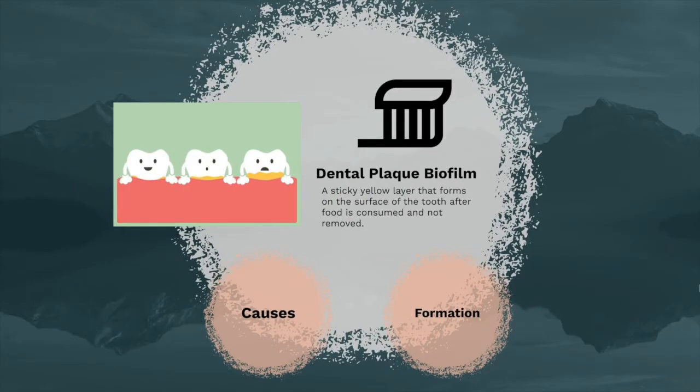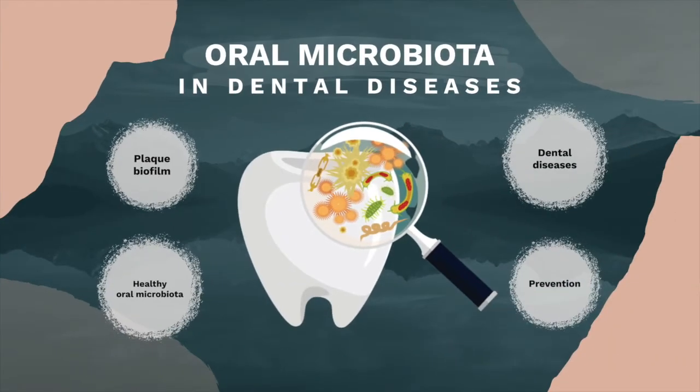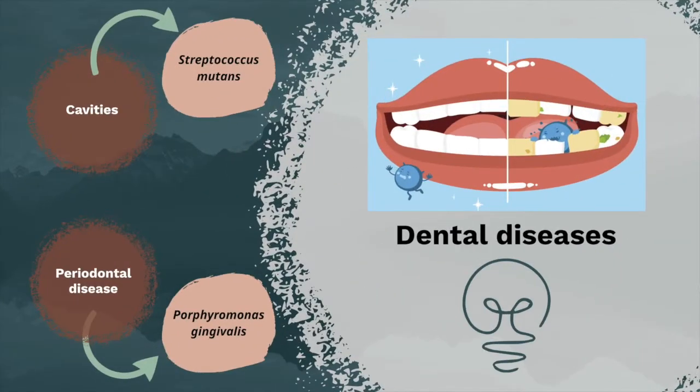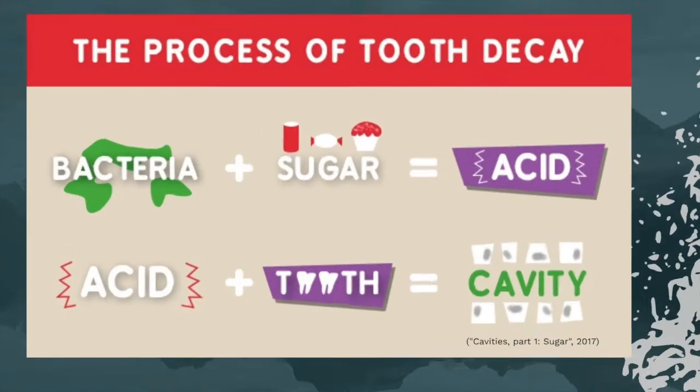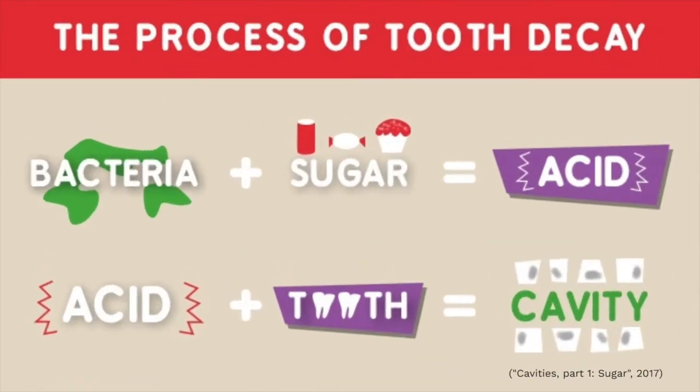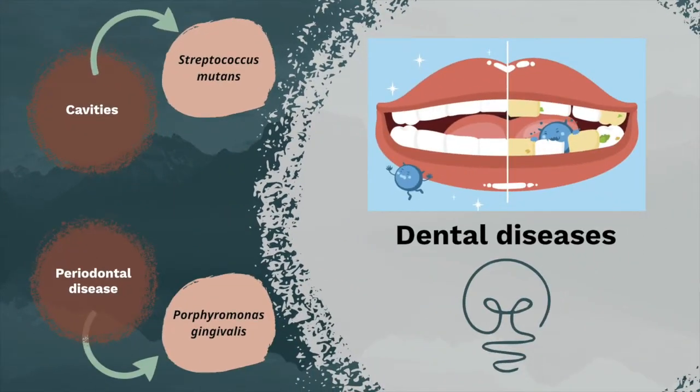Plaque biofilm is the primary etiological agent of dental diseases. The two most common dental diseases are cavities and periodontal disease. The species of bacteria involved in cavities is called Streptococcus mutans. Tooth decay, or cavities, occur when this species feeds on sugars and fermentable carbohydrates on the tooth surface and produce a byproduct of lactic acid. The lowered pH creates a demineralized lesion in the enamel called a cavity.